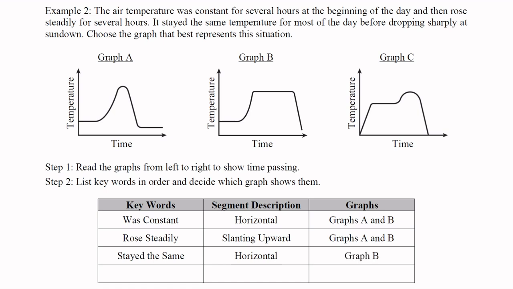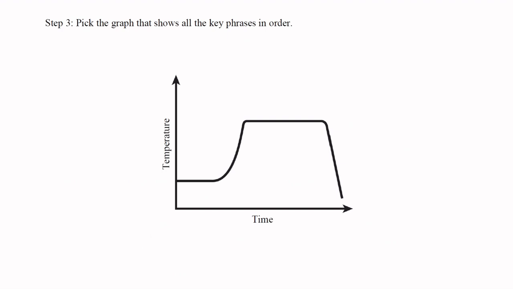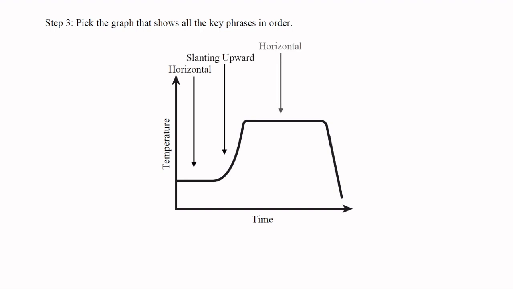So we have graph B, and then finally, we're dropping sharply at sundown. Drop sharply is the key word here. The segment description is slanting downward or decreasing, and that again is graph B. So let's take a look at graph B. We're going to pick the graph that shows all the key phrases in order. So if you look back at the problem, we're going to go piece by piece. We're horizontal, then we're slanting upward, then we're horizontal again, and then finally slanting downward. So the correct graph to describe the situation is graph B.